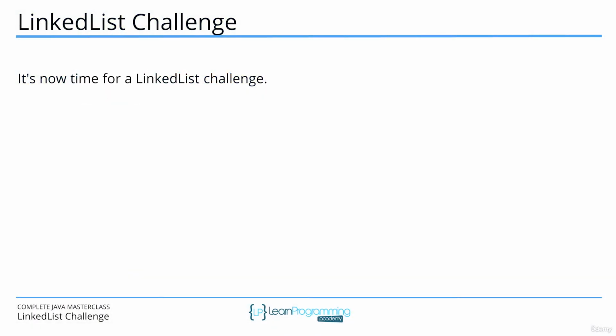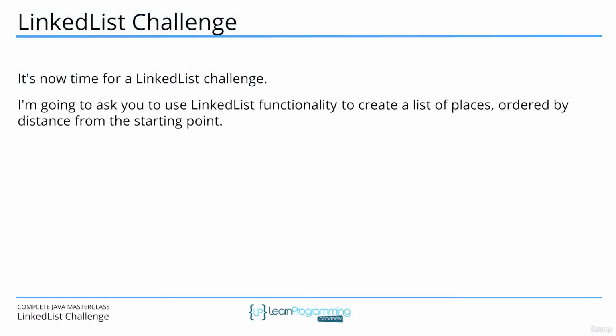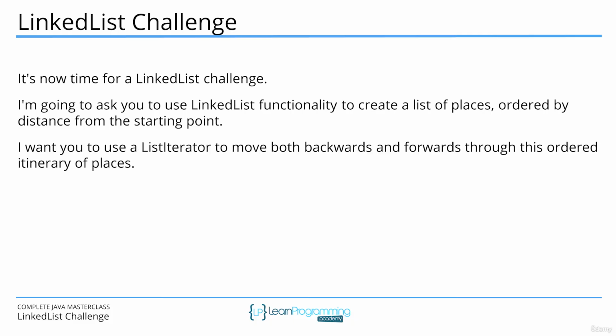It's now time for a linked list challenge. I'm going to ask you to use linked list functionality to create a list of places ordered by distance from the starting point. I want you to use a list iterator to move both backwards and forwards through this ordered itinerary of places.